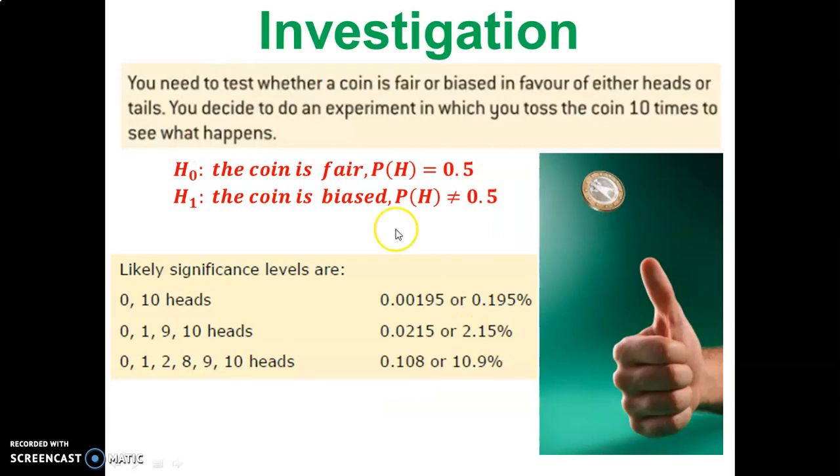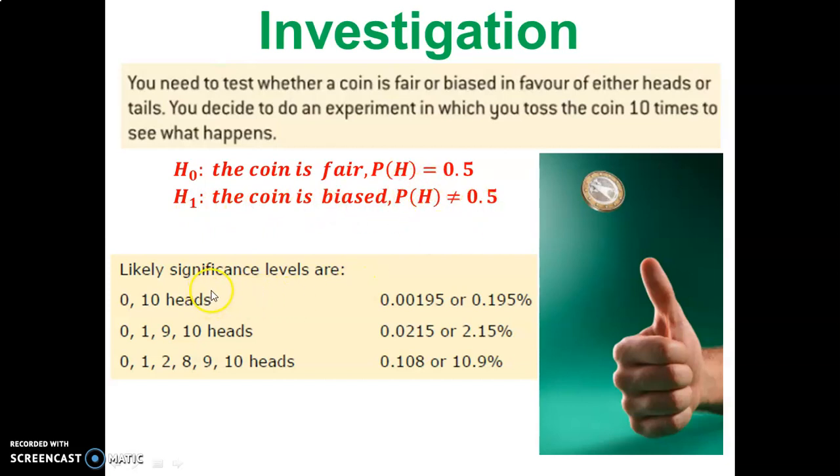Let's continue. One investigation we were looking at in the first video was the idea of tossing a coin 10 times and seeing how many heads we get, and then using that to determine whether the coin is a fair coin or a biased coin. We talked about the idea of a null hypothesis and an alternate hypothesis, and in this case our null hypothesis was the coin is fair. In other words, the probability of getting a head is 0.5, and the alternate hypothesis, the coin is biased. The probability of getting a head is not 0.5.